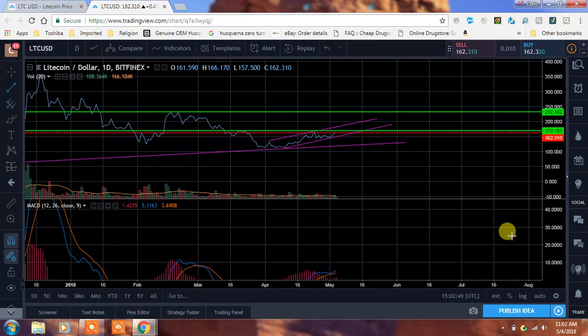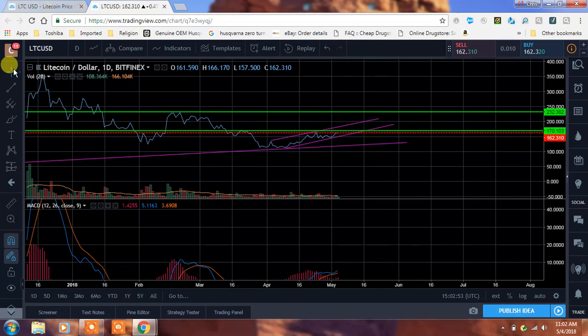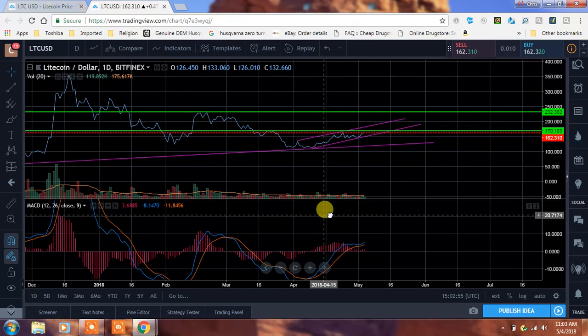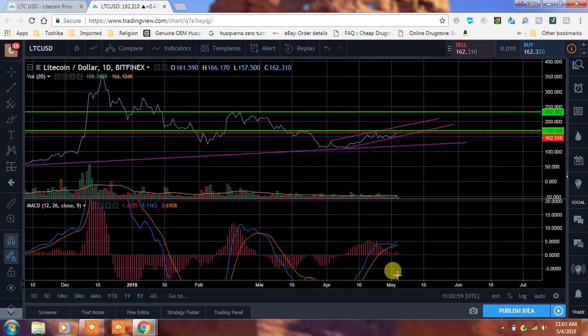All right, so MACD, sorry guys, let me get my cross out here. Okay, so our MACD, we are above, as you can see there, and it looks like we're starting to get a little bit of a move upwards, so that's obviously a good sign.